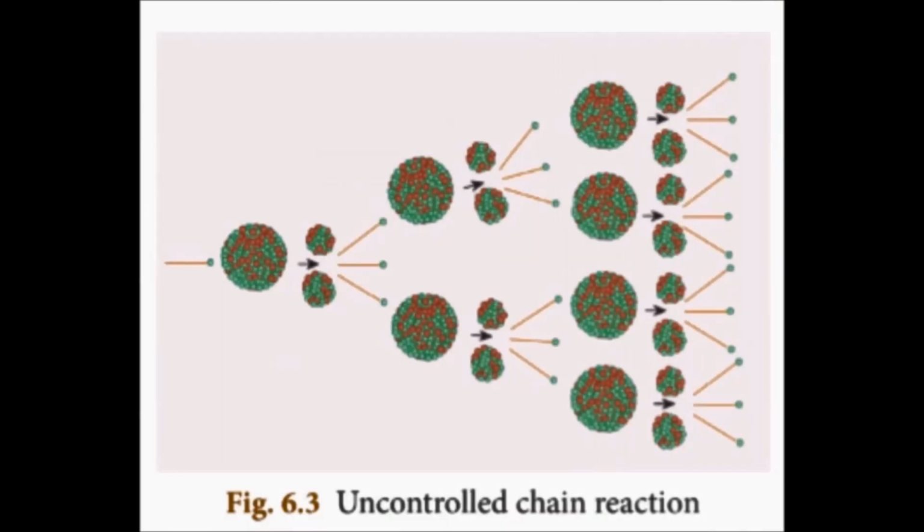Uncontrolled chain reaction. In the uncontrolled chain reaction, the number of neutrons multiplies indefinitely and causes fission in a large amount of fissile material. This results in the release of a huge amount of energy within a fraction of a second. This kind of chain reaction is used in the atom bomb to produce an explosion.